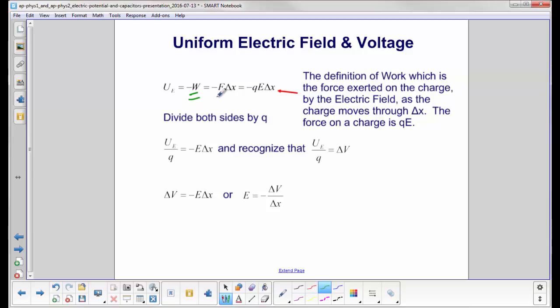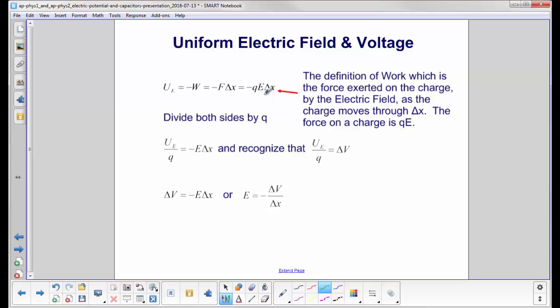Work is defined as F delta X, and then we make this interesting substitution here. What we're able to do here, which we couldn't do for the point charge, is come up with a constant value for force, because the electric field between the planes of this infinite plane system is constant. So we go ahead and replace F with QE, and the charge moves through a distance delta X. So let me erase that so you can see what we're doing next.